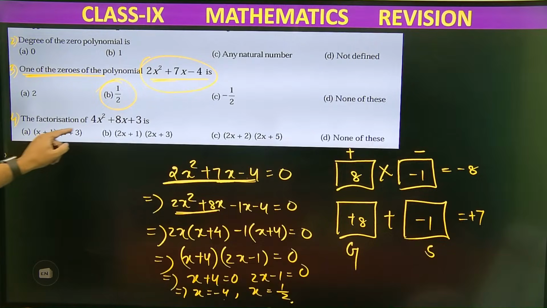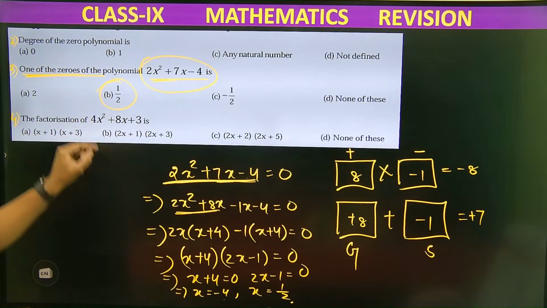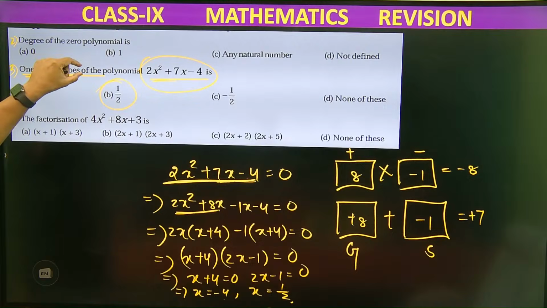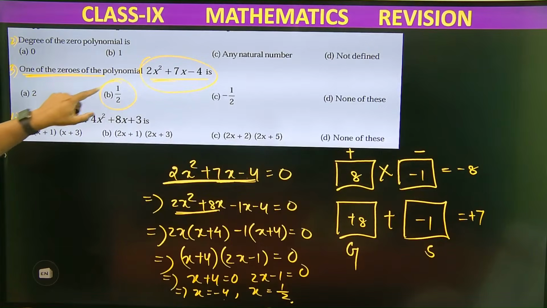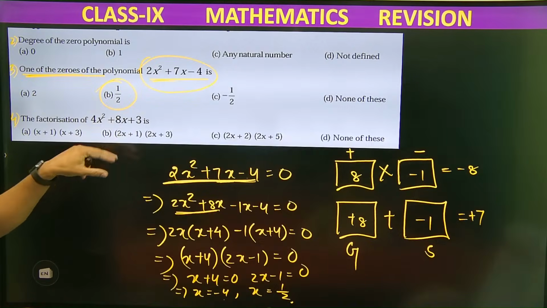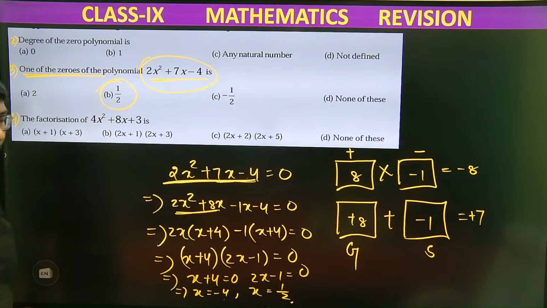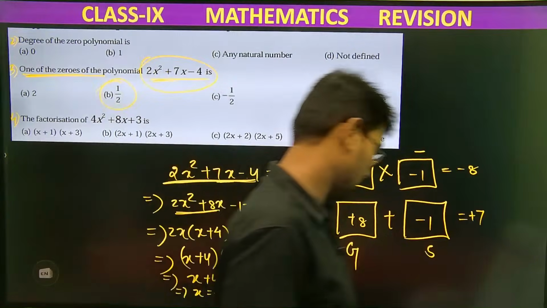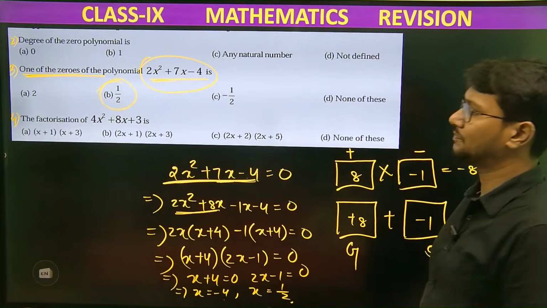The factorization of this one. See children, it is asking factorization. This is not finding zero. What is the difference? That one is equated with 0. We will not equate this one with 0. We have to only factorize. Okay, solve it. Option B.